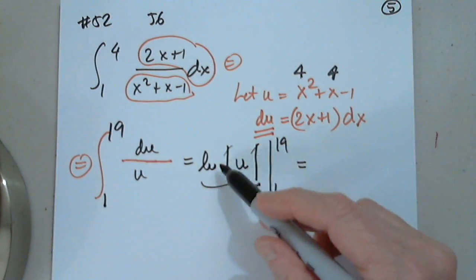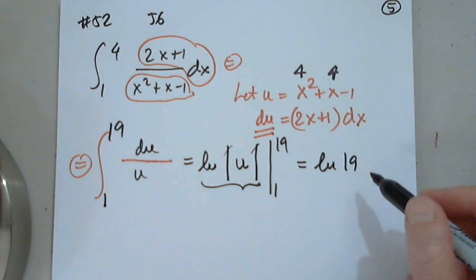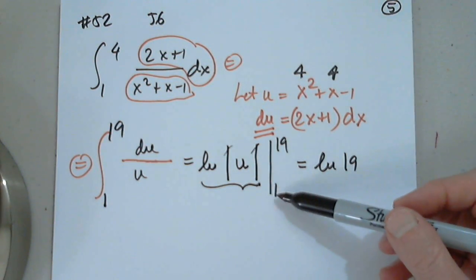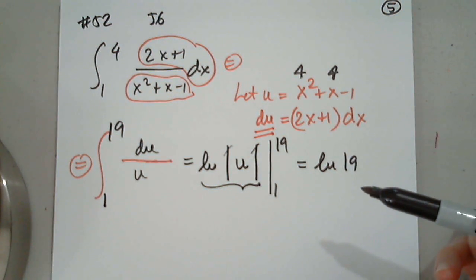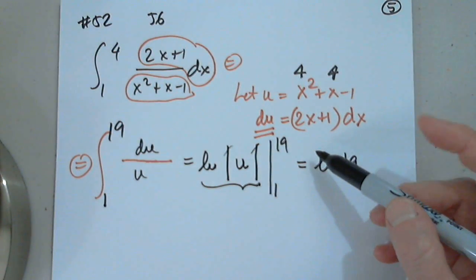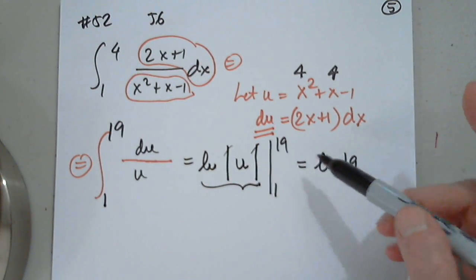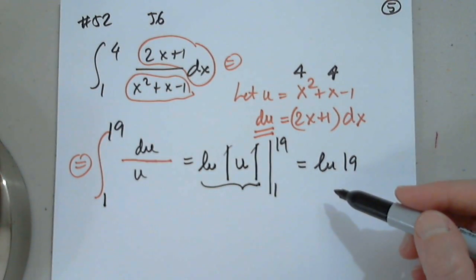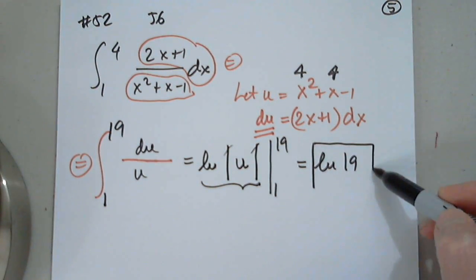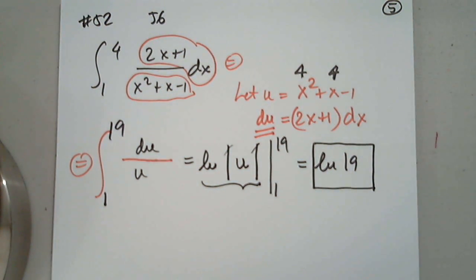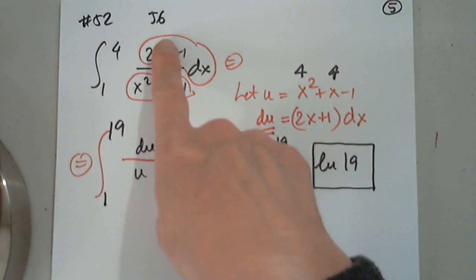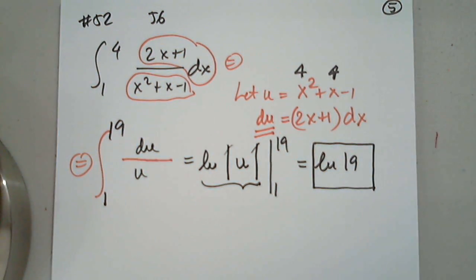We have to plug in ln of absolute 19 and then minus ln of 1. Okay, how much is ln of 1? Is it 1? Careful. If you ever forget, just plug it in your calculator. Zero. Yes. Natural log or log in any base of 1 is always 0. Awesome. We want to look at 56. Any questions on 52? Good pick.